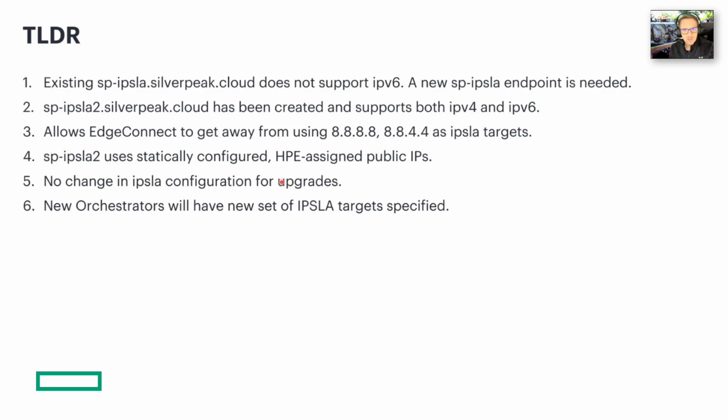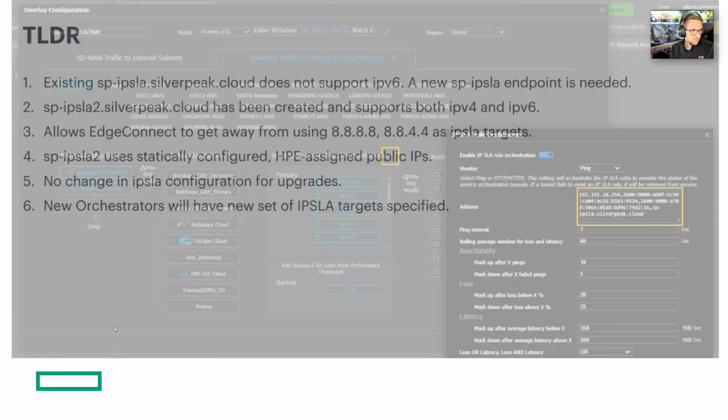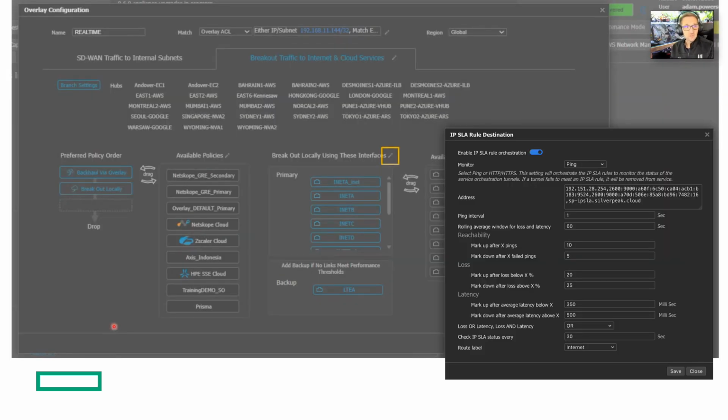There's no change on upgrades. We're not going to rework IPSLA endpoints or change anything like that. But brand new Orchestrator 9.6 from the factory, you will notice that it has a different set of IPSLA endpoints configured. And this is what we're talking about specifically.